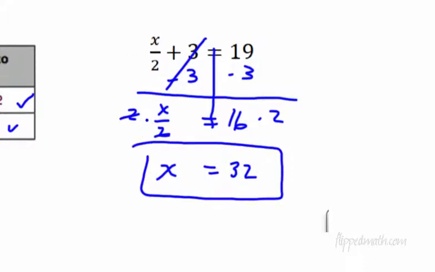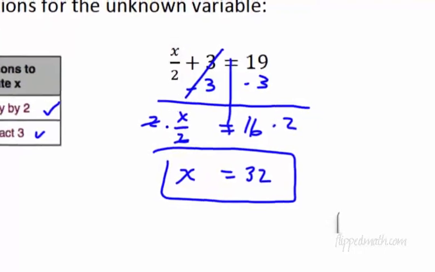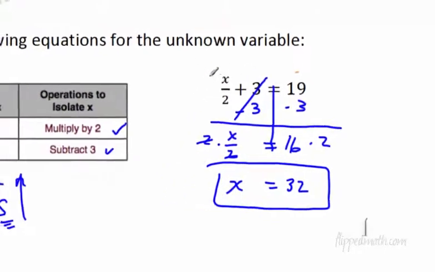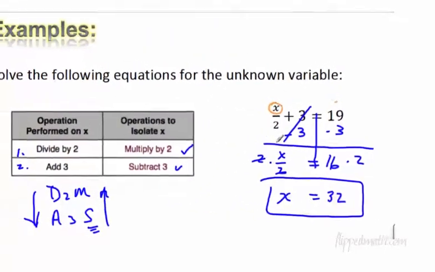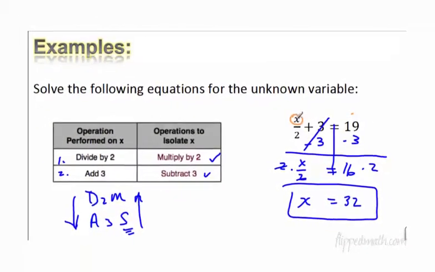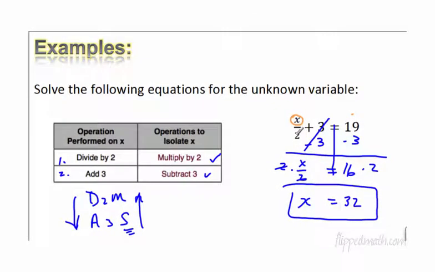Now, what if I want to check my answer? If you want to check your answer, you plug it back in right here. You take that 32. What's 32 divided by 2? 16. Plus 3, 19. That seems to work for us. All right, so that's how we're going to solve these equations. I'm going to reuse this little chart to figure out what was happening as we built the equation. We're going to undo it by working it backwards, going back up the table. Let's see the next example here.